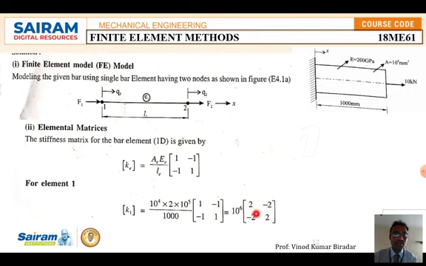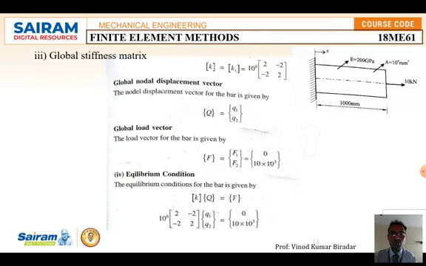If you fold this, minus 2 minus 2. Since the condition is satisfied, go for the next, that is the global stiffness matrix. In the global stiffness matrix, since only one element is there, it is the same as it is, that is K1 is equal to K, that is 10 to the power of 6 times [2, minus 2; minus 2, 2].